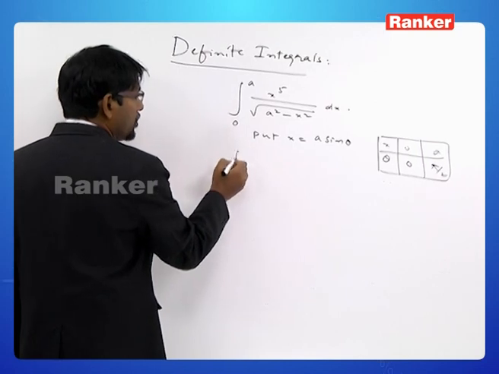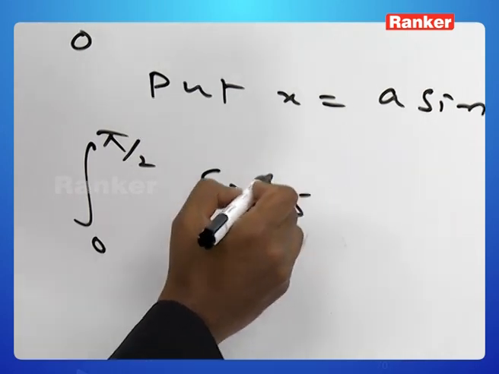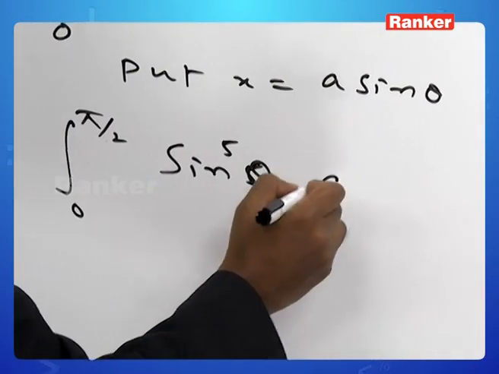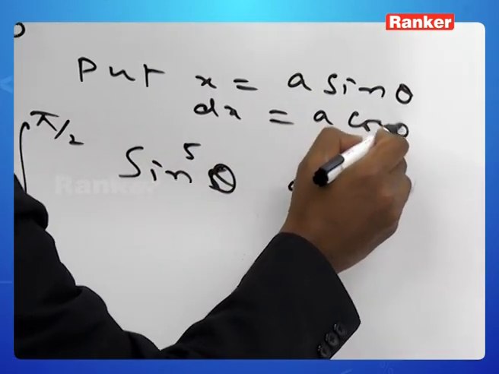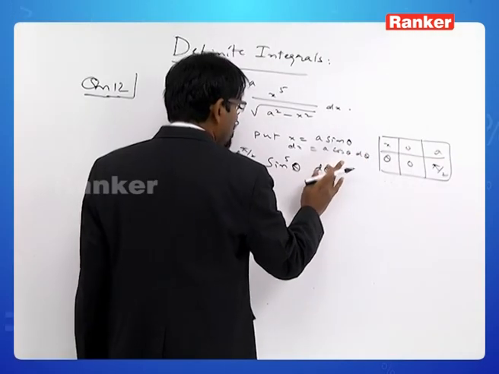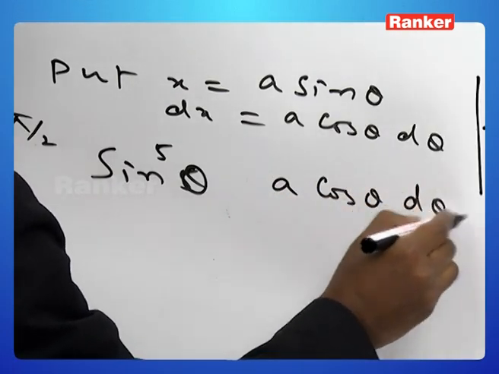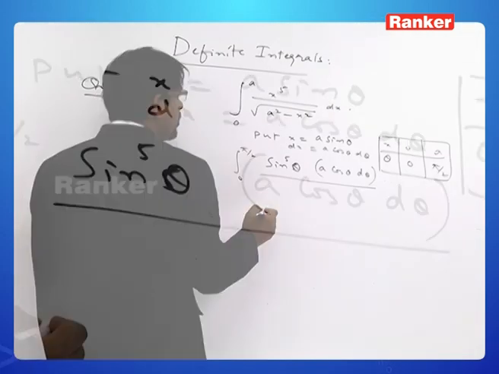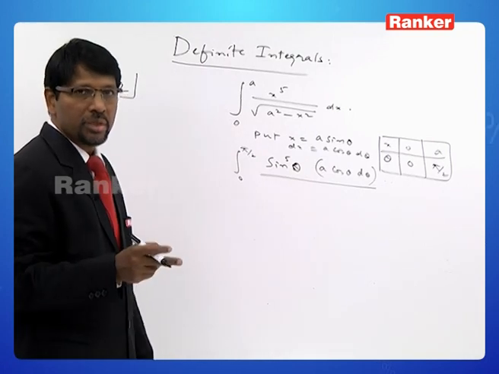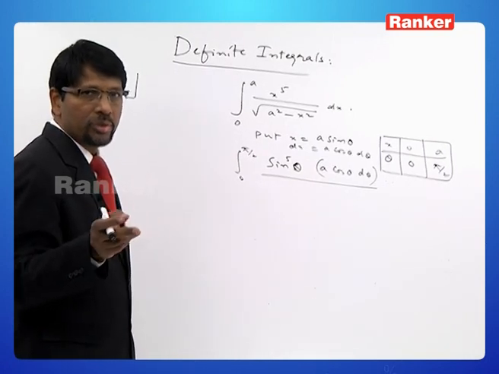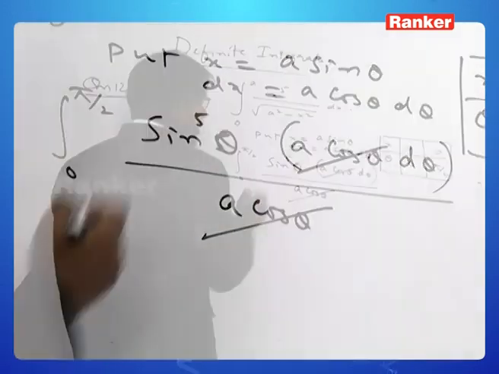So the integral will change to 0 to pi by 2. What about x? Sin theta raised to the power 5 d theta. I'm sorry, here dx has to be a cos theta d theta. So we then have a cos theta here, and then in addition we have a cos theta d theta. And in the denominator we have root over a square minus x square, that is again a square minus a square sin square theta, that is a square into cos square theta, under root of that will make it a cos theta. So denominator, this part cancels.